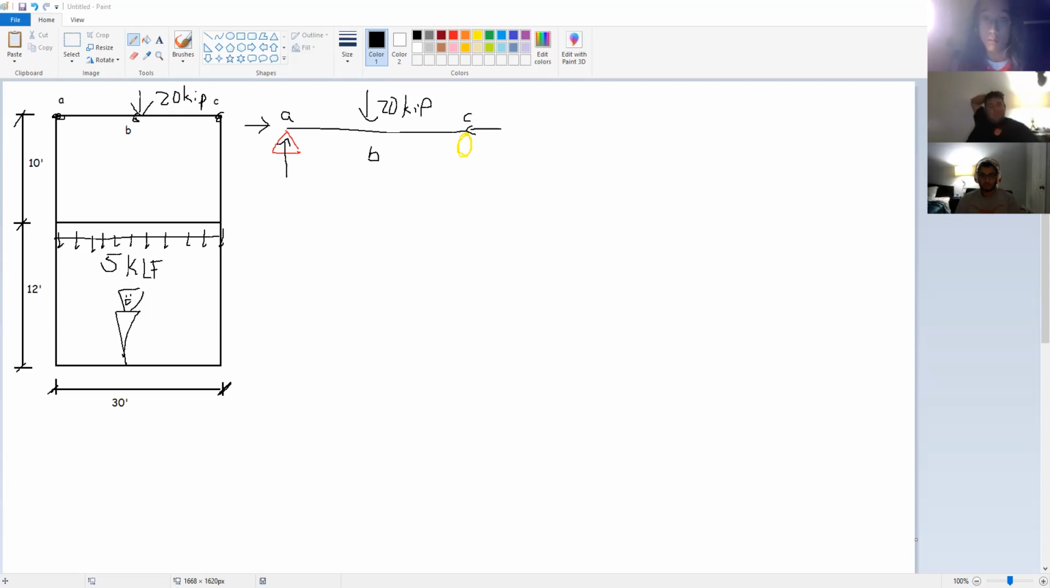Let's see. Wait, no, frick. God damn it. This is not horizontal. This is vertical. This is vertical. I'm making so many mistakes right now. This is vertical. Man.